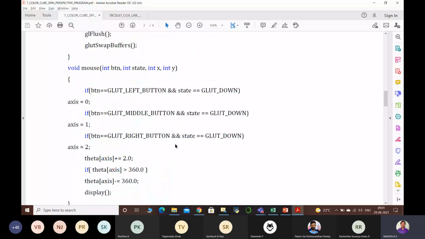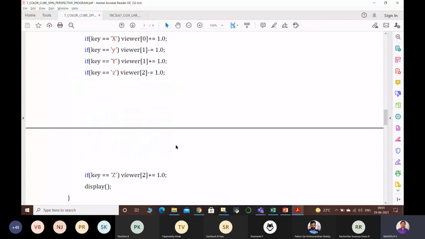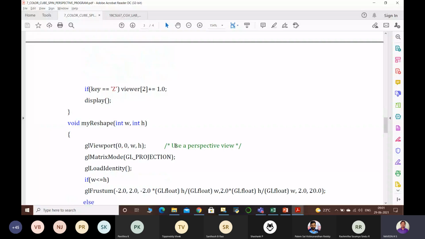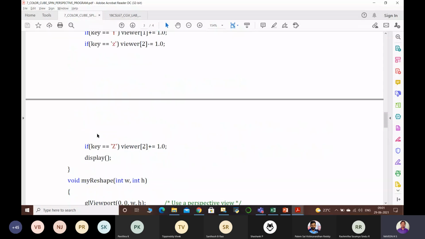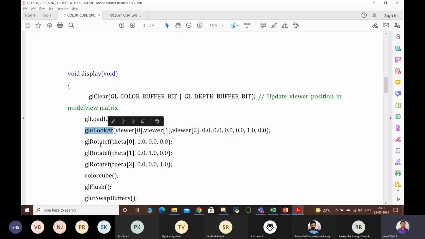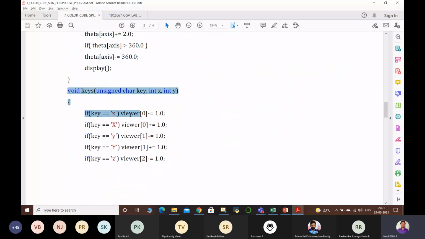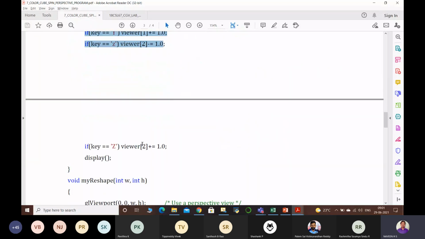Here only three differences you have to remember. One is the usage of GL frustum in place of GL ortho. We have used the GL lookat function, and these two functions are newly added. And we have included a keyboard function, which is the one extra function. Only these three differences we have observed with respect to the third program. Now I will go to the execution.